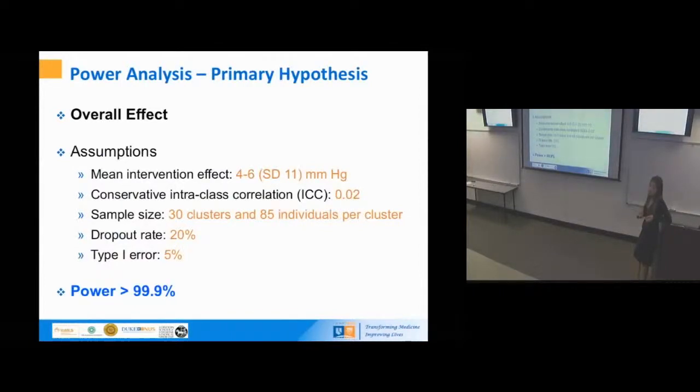We're not doing sample size analysis for logistics reasons. We know what our sample size is going to be. Then we do a power analysis. Our main intervention effect, we have a conservative intra-class correlation based on our previous work and work of others is 0.02. And a sample size of 30 clusters, 85 individuals per cluster, we have a dropout rate of 20%. And we have a lot of power for our main overall effect, which is pooled all 3 countries together, right?